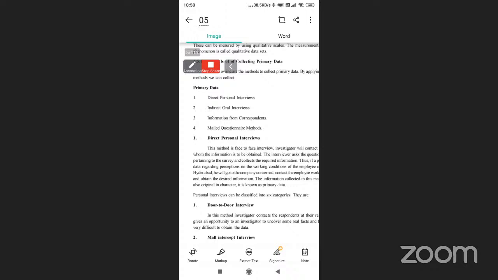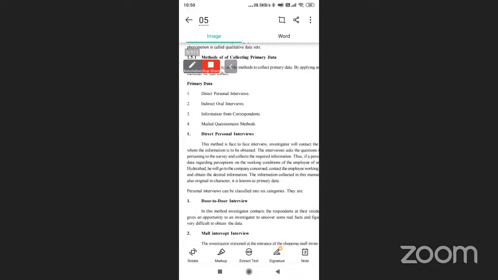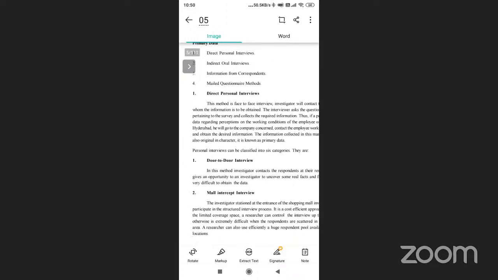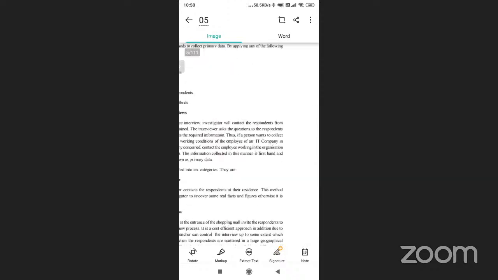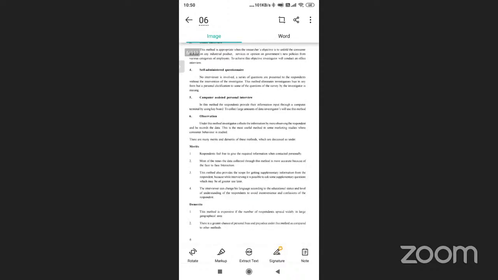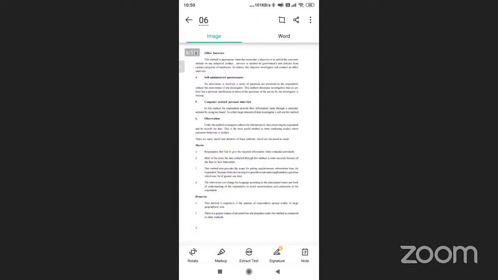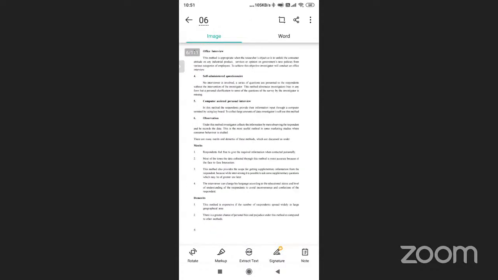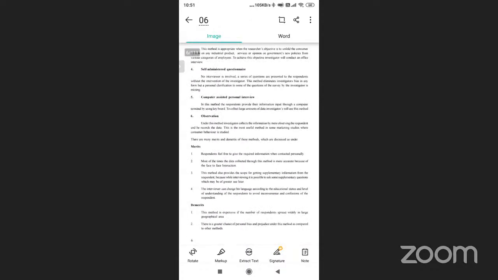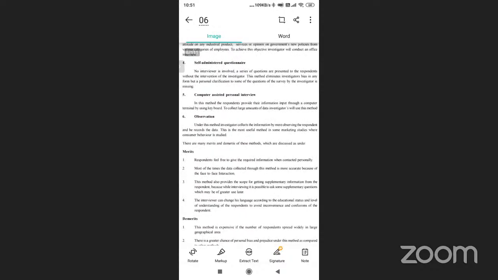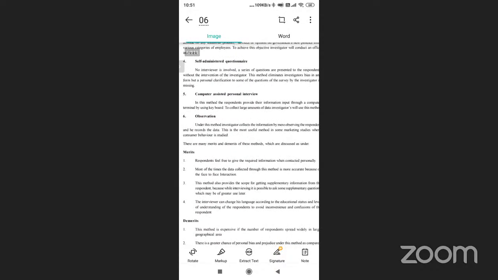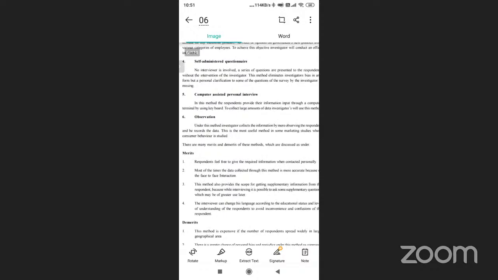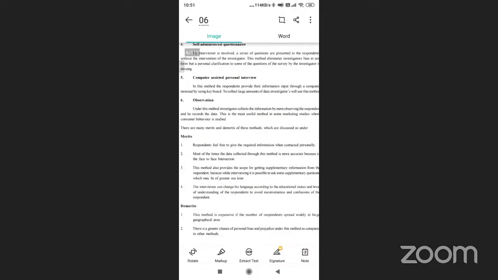Personal interviews can be classified into 6 categories. There are door-to-door interview, mailed interview. Next, number 3, office interview. Number 4, self-administered questionnaire. Number 5, computer assisted personal interview. Number 6, observations. So these are merits and demerits.